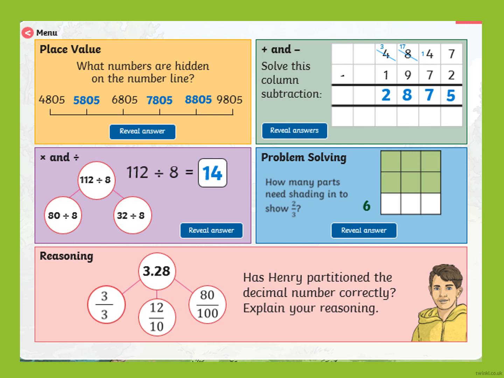The times and the division one, you could use your knowledge of multiples to help you with that one. So you could have done 12 times 8 first and then kept adding on multiples of 8 until you got to the answer 112. And then you had your problem solving to do with the shading and your reasoning question. So pause the video now and mark your work for me.